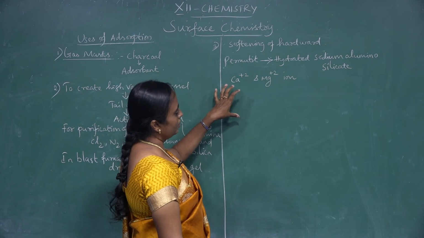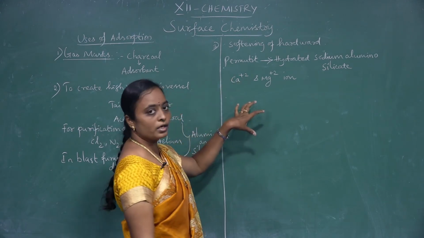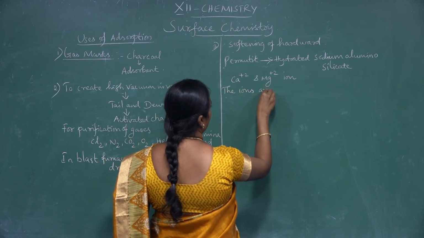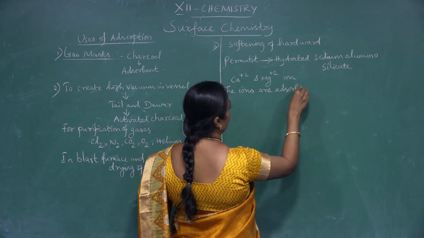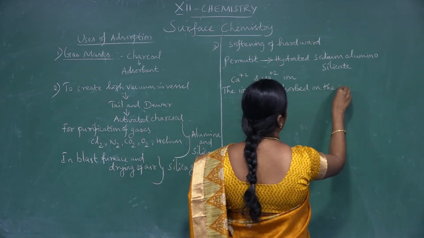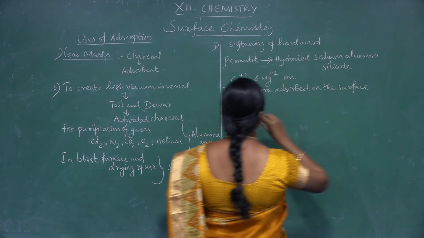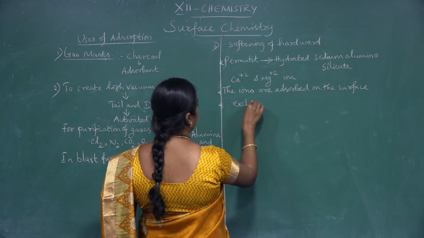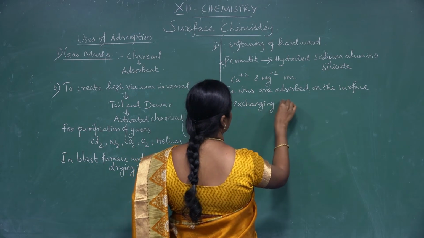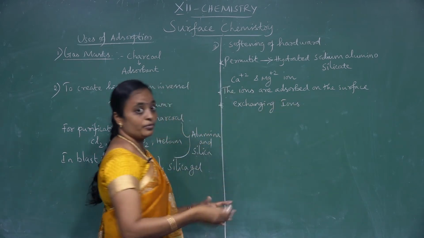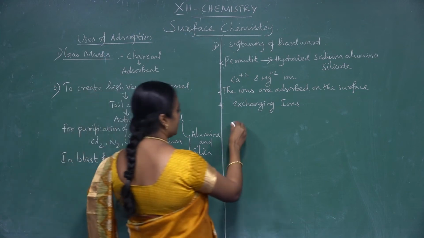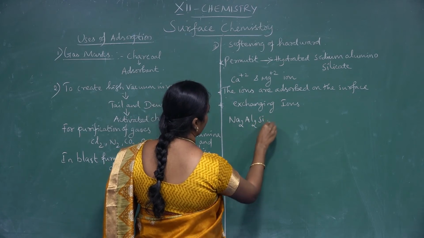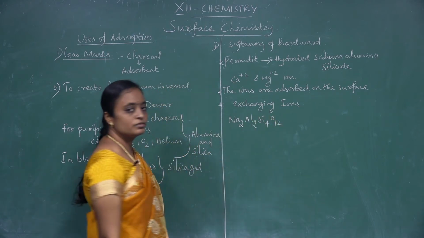These ions are adsorbed on the surface of the permutit, and there will be exchanging of ions taking place. Now we will see what type of exchange takes place by taking one permutit, Na2Al2Si4O12. This is one permutit.